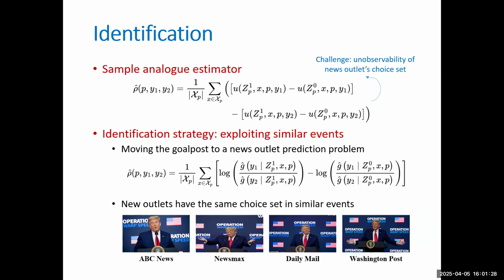Where does it work? What do we require here for it to work? We need enough variation in things like similar events. This is the operation bar speed: you see all these outlets covered it, but they used different images for it. So the underlying explicit assumption is that all these outlets have, by and large, the same choice set, and they choose from that. We require that, and we do lots of sensitivity tests here, but this is the idea: we transform the problem into a prediction task.